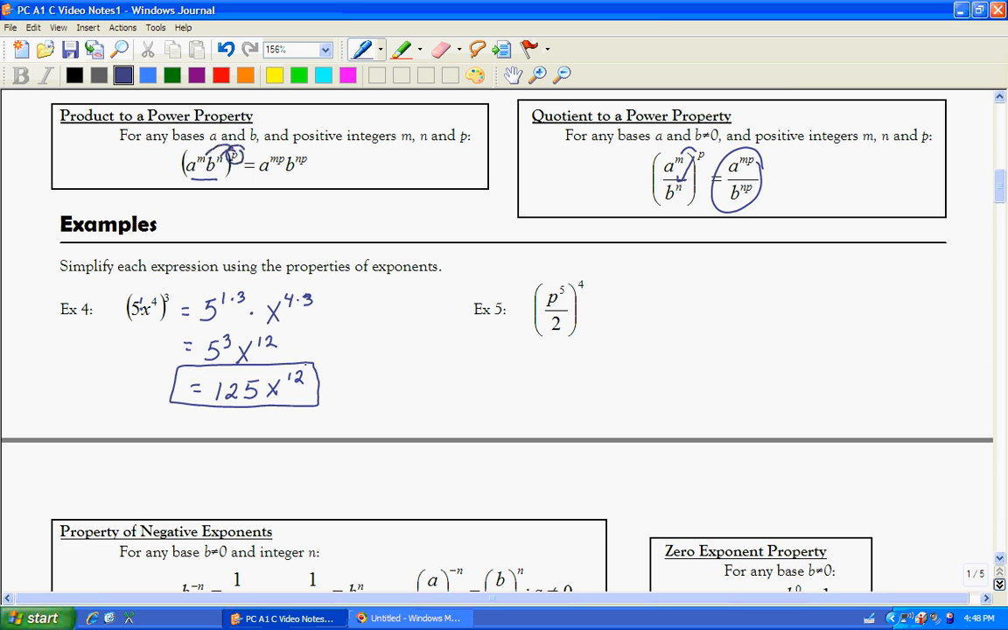Okay, so if we apply the quotient to a power property, in this example we're going to have p to the 5 times 4 divided by 2 to the 1 times 4, which gives us p to the 20th over 2 to the 4th. So our final answer is p to the 20th over 16.